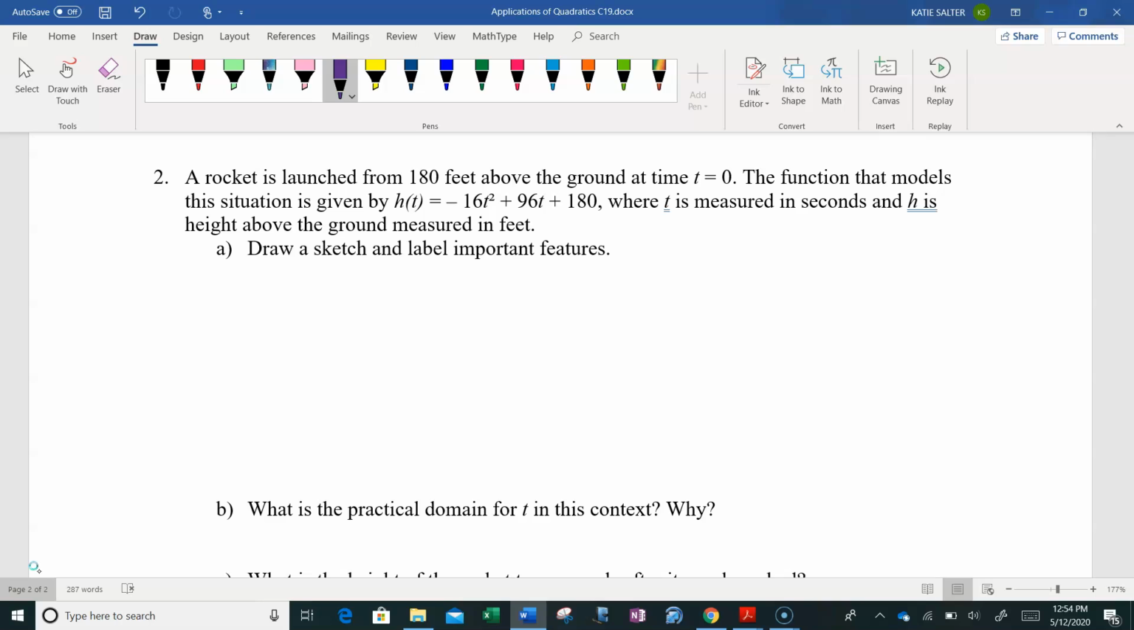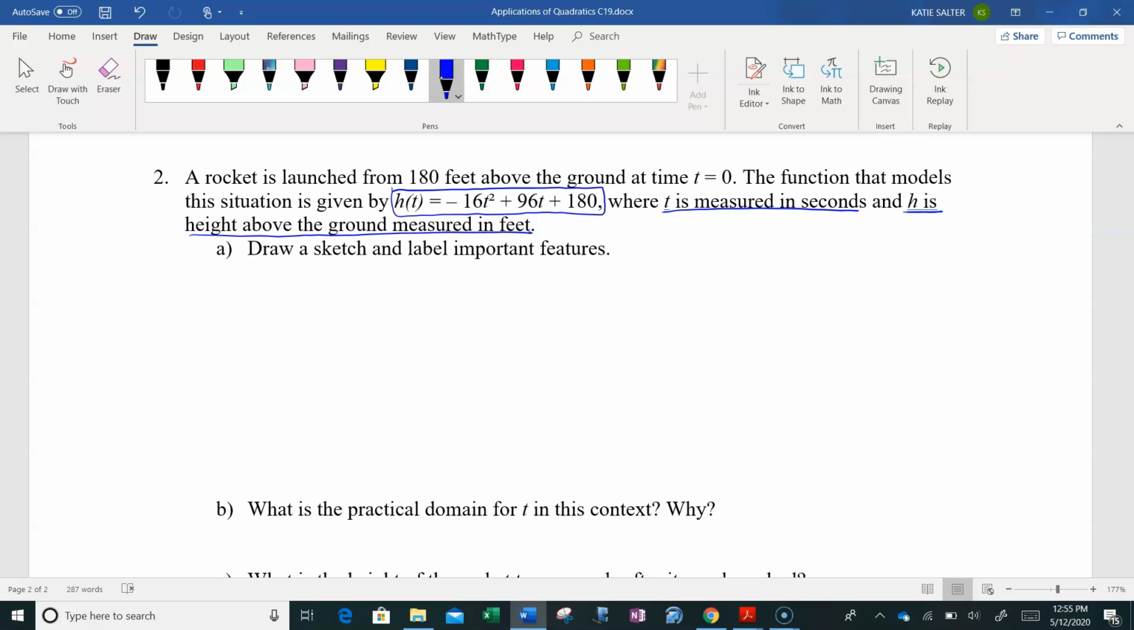Okay, let's do another problem. A rocket is launched from 180 feet above the ground at time t equals 0. The function that models this situation is given by h of t equals negative 16t squared plus 96t plus 180, where t is measured in seconds and h is the height above the ground measured in feet. Draw a sketch and label the important features.